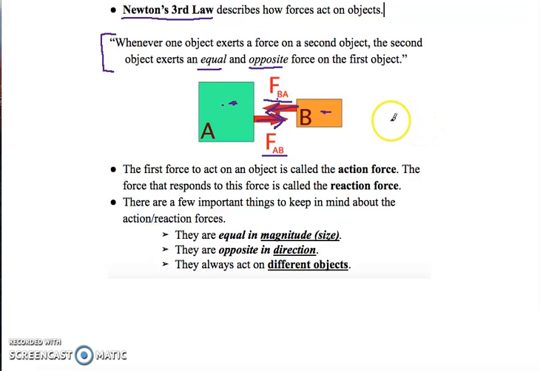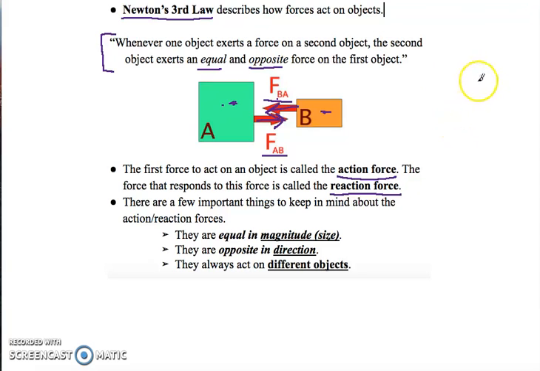We have a little bit of vocabulary for these forces. We're going to call that first force the action force, the first force that we look at. And then the force that responds to it is going to be called the reaction force.